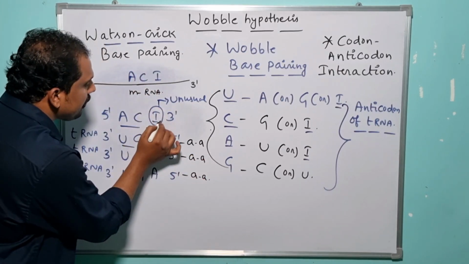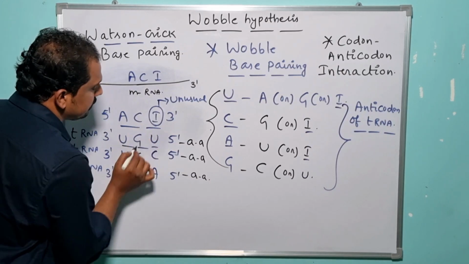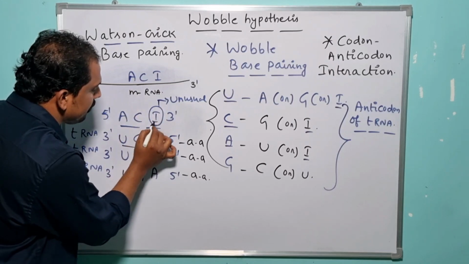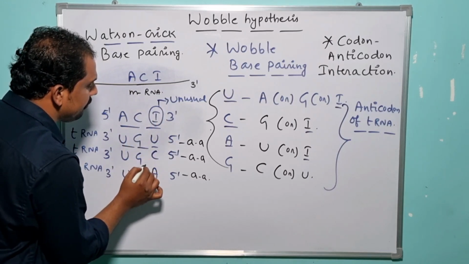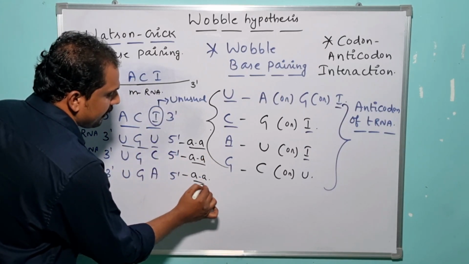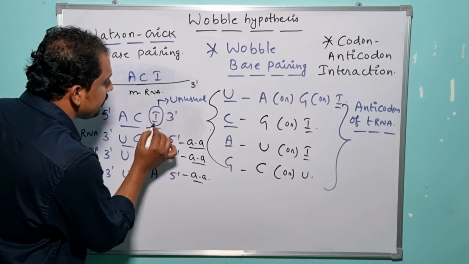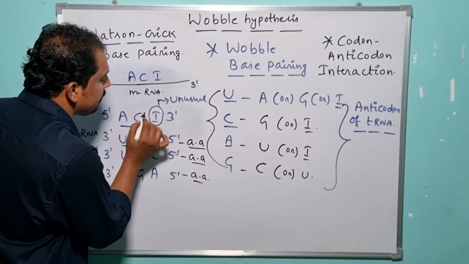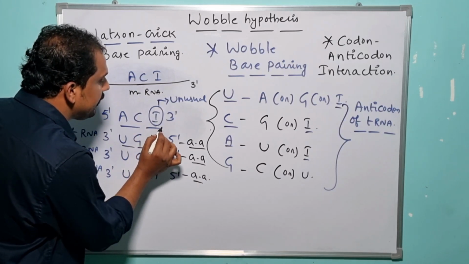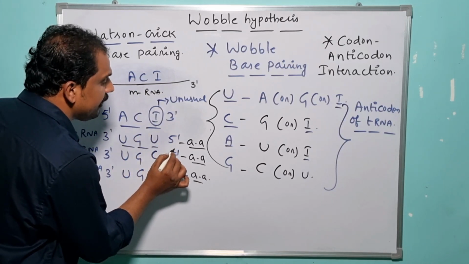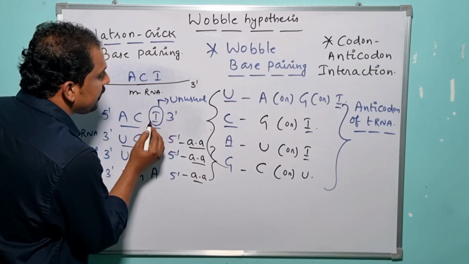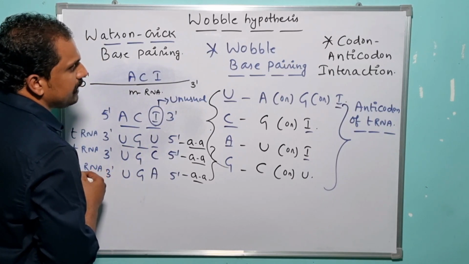So here, due to the presence of one unusual base, the specific codon of the mRNA is base paired with three different anticodons of the tRNA and even with three different amino acids. So here, due to the presence of the unusual base, one particular codon of the mRNA is capable of encoding with three different anticodons of the tRNA and even with three different amino acids. So that is the uniqueness, or that is the beauty of the wobble base pairing here, right?